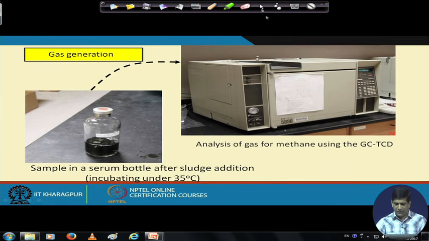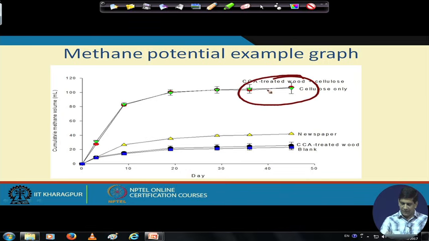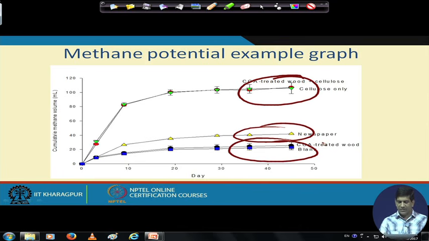Why 45 days? You will see in that graph. After 45 days, things start flattening out. If you see this picture, it actually starts getting straight. So no more, and this is a cumulative graph. As you can see, cumulative methane volume. So what it shows is that after 40-45 days, there is no further gas production. Whatever gas could be produced is already produced.